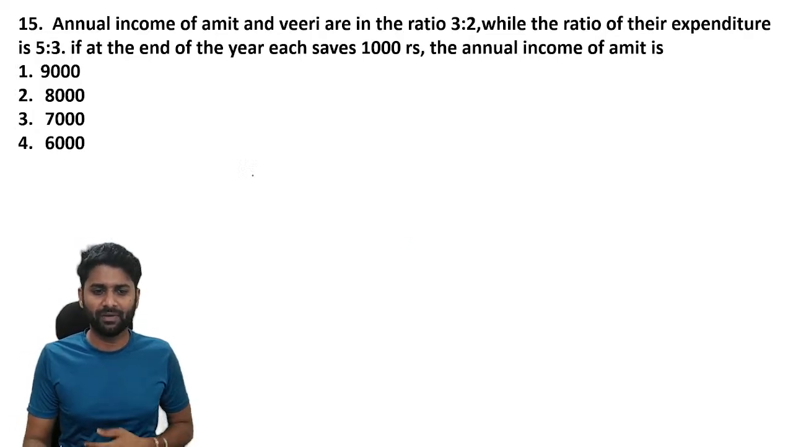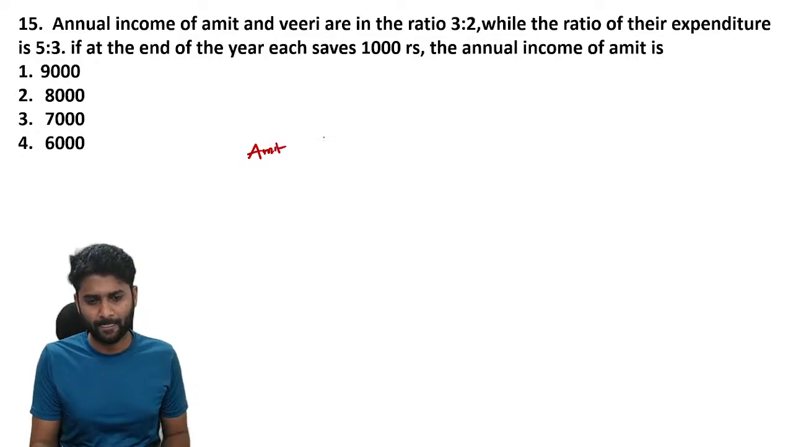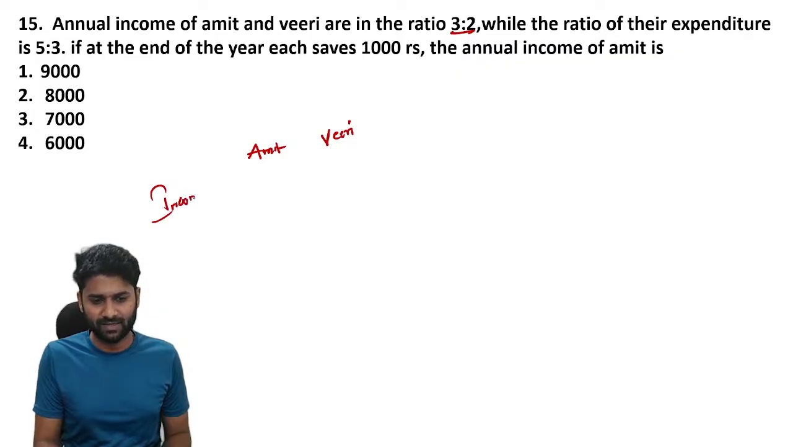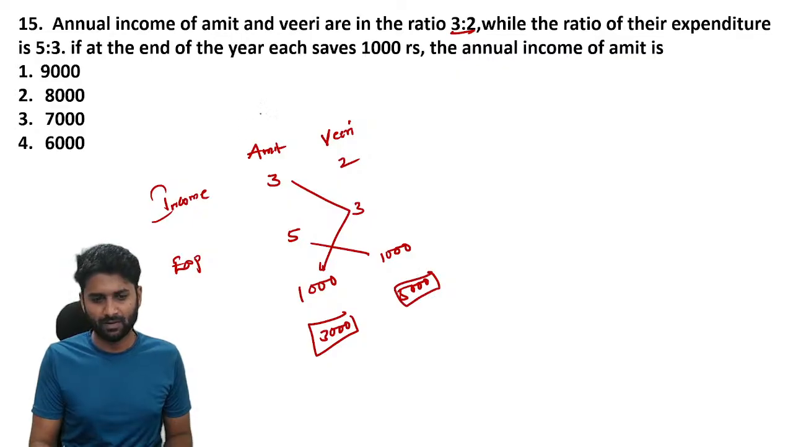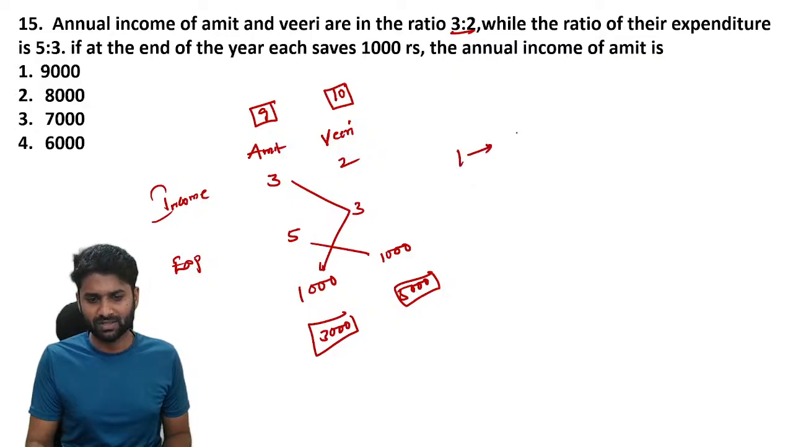Now see, the annual income of Amit and Veer. Income is given as 3 is to 2. And the expenditure: income minus expenditure is all about savings. So each person saves 1000 rupees. Again, same approach. It's all about 3000 units. So 5000 units, 9 units, 10 units. Now each unit is equal to 2000. Difference.